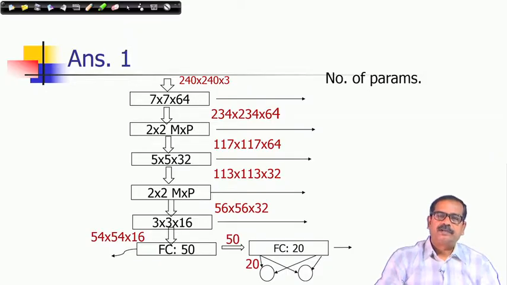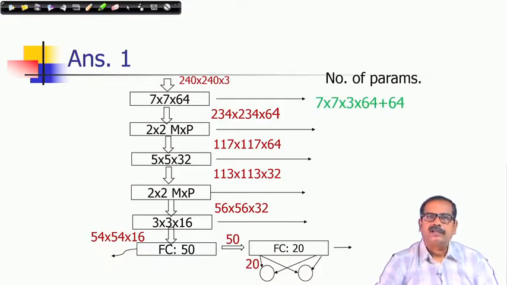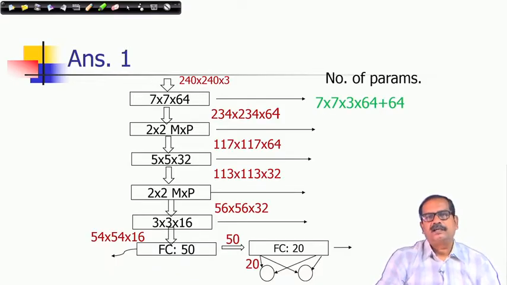So, one filter size would be 7 cross 7 cross 3, but there are 64 such filters. So, it would be 64 cross 7 cross 7 cross 3, that many weights, and each of the 64 filters will also have a bias. So, plus 64 biases. In green color I am showing this count of parameters. So, this is the answer: the number of parameters in the first convolution layer will be this.